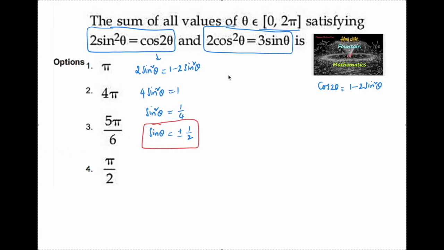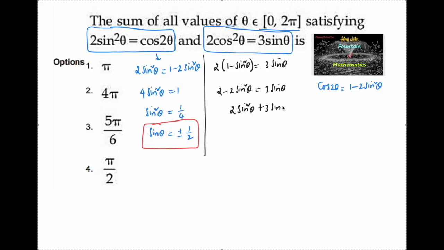So coming to the second equation, 2 cos square theta. We can write cos square as 1 minus sine square. So 2 times (1 minus sine square theta) is equal to 3 sine theta, or we can write it as 2 minus 2 sine square theta is equal to 3 sine theta. So 2 sine square theta plus 3 sine theta minus 2 is equal to 0.